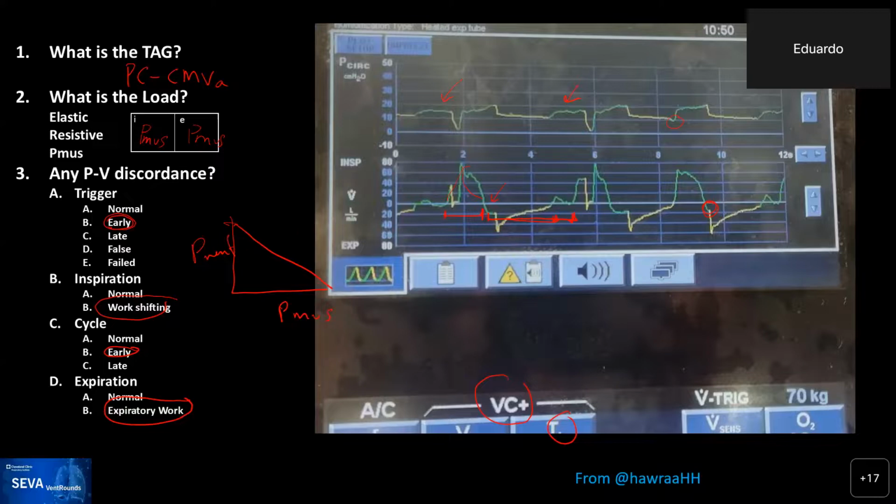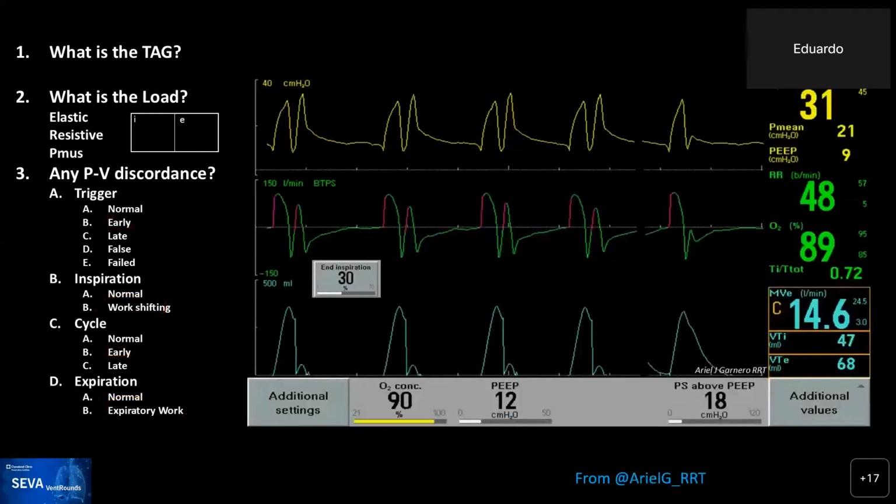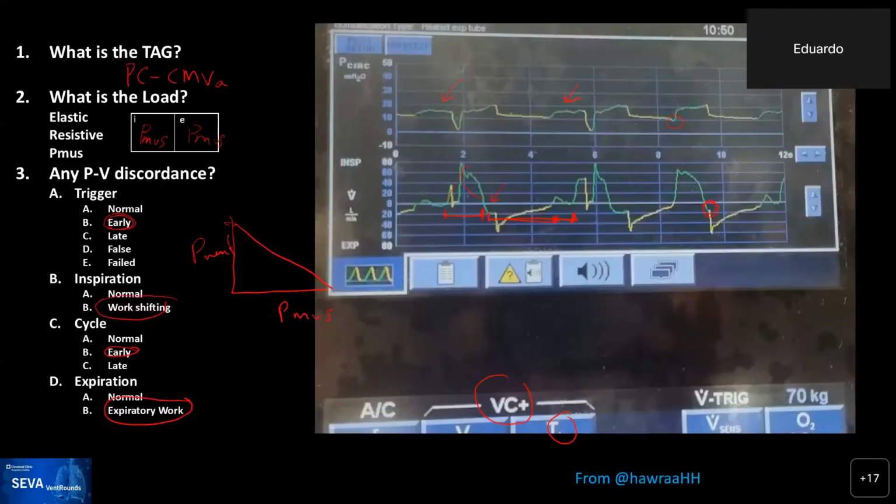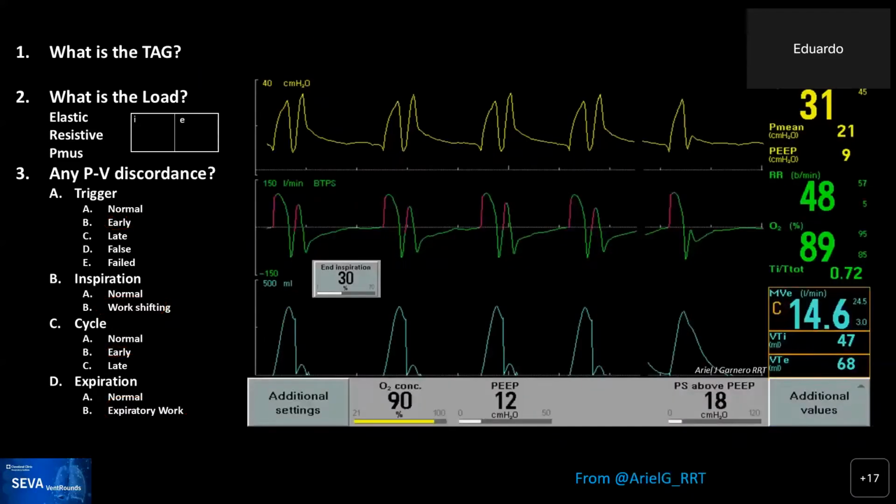Excellent. Very good. All right, the last one for today is from Ariel. He put this on Twitter this morning or last night. And so I thought that it would be a good example of exactly what we're talking about here with this double triggering. For the sake of time, I'm going to read this one.